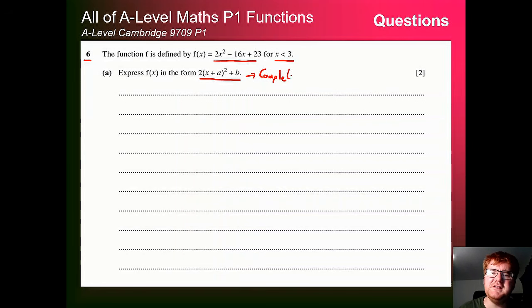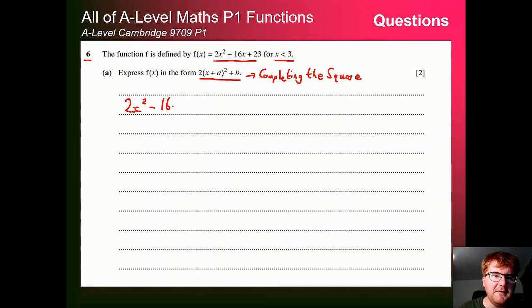Unlike the iGCSE videos that I've done, there's a lot of crossover in the A-level course between different topics. So for example, I've done a video on quadratics. Again, I would check that out. If you just go to my playlist, you'll find it there. And it's really important that you can apply those techniques, like completing the square, also to a functions question as well. So let's get started with putting it in this form.